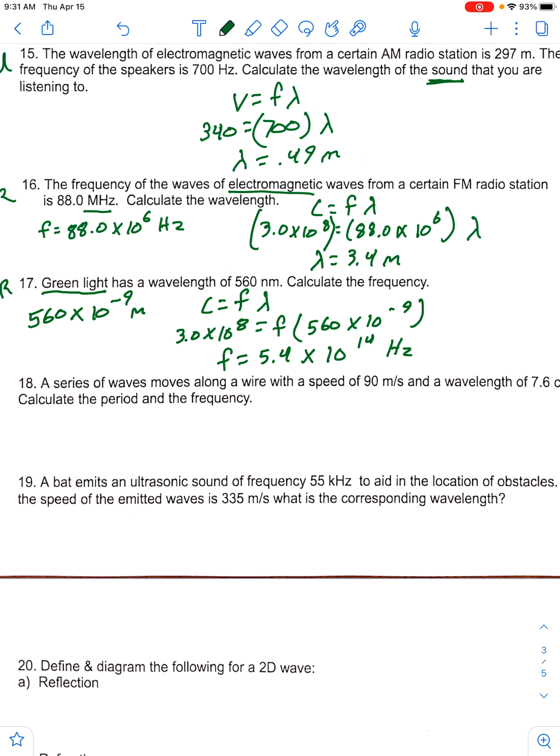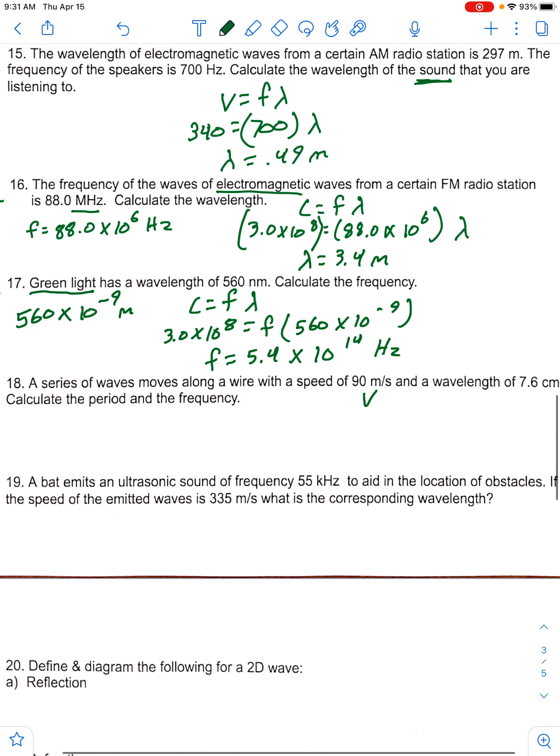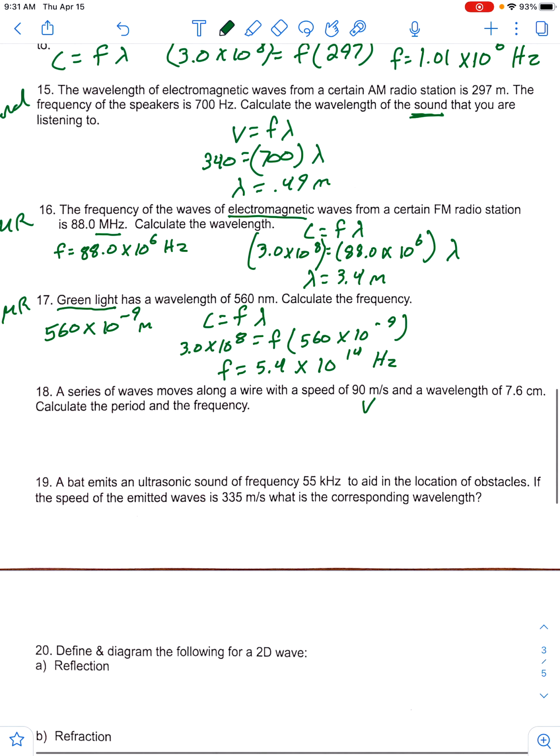Okay, 18. A series of waves moves along a wire with a speed of 90 meters per second. So already I have a velocity. And I have a wavelength of 7.6 centimeters. I can't be in centimeters. So if you ever want to go from centimeters to meters, just divide by 100. So 7.6 divided by 100 gives me 0.076 meters.